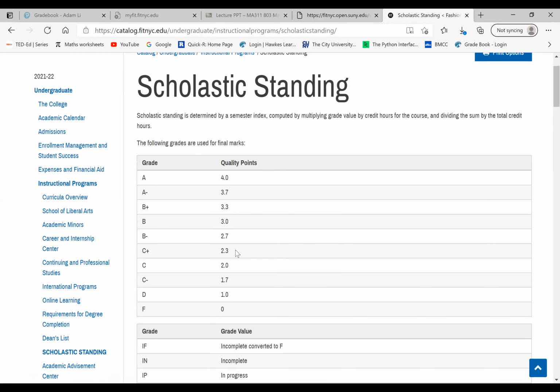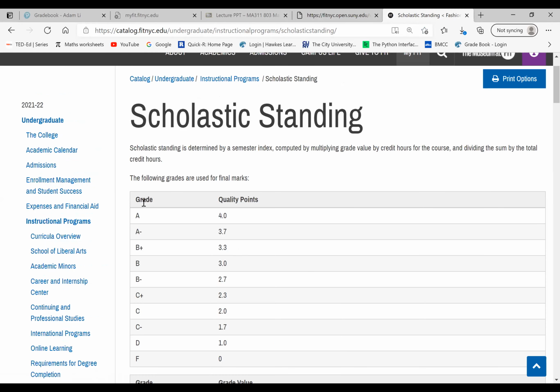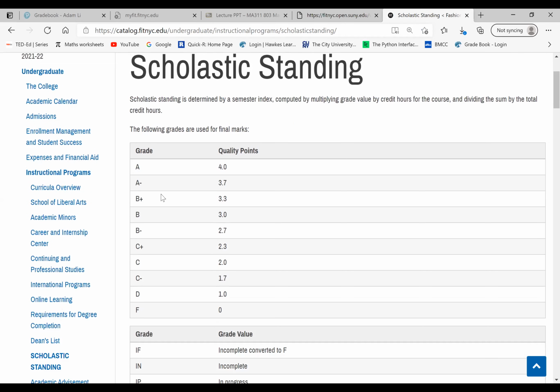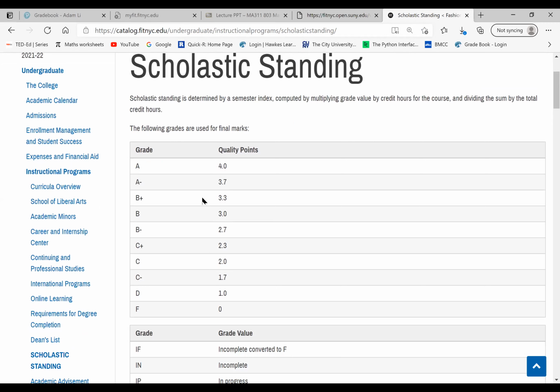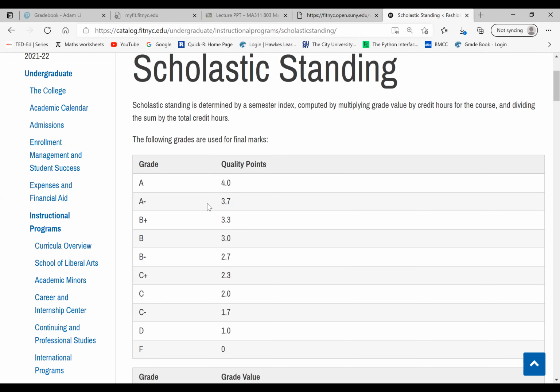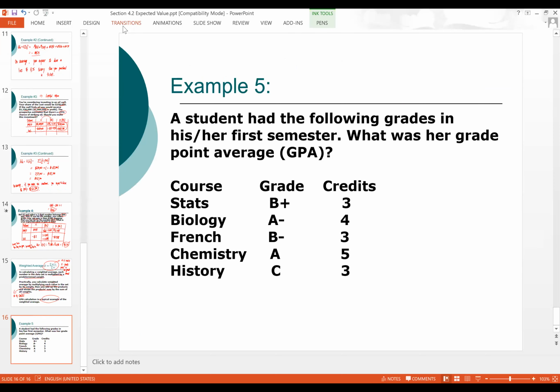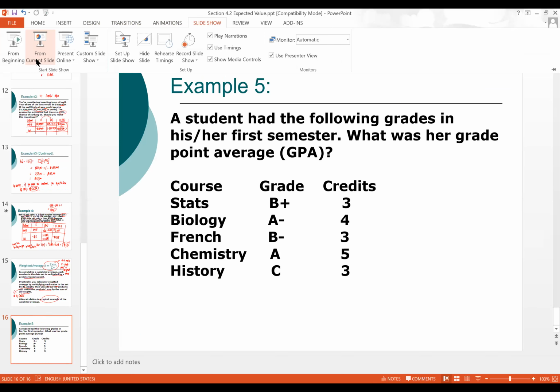This is what FIT has posted. If the grade is A, you have an equivalent quality point of 4 points, A- is 3.7, B+ has a quality point of 3.3, B has a quality point of 3, B- 2.7, C+ 2.3, all the way to F, which gives you 0. So basically, we're just going to use this table as a reference to calculate the GPA for your fellow student.